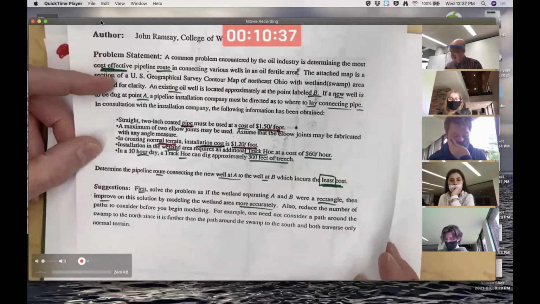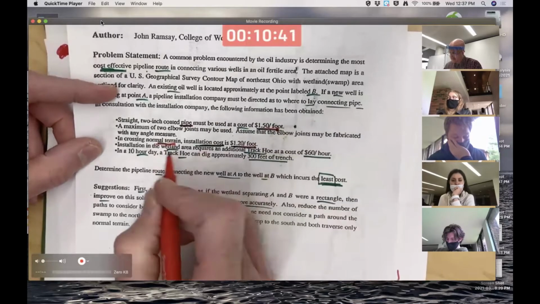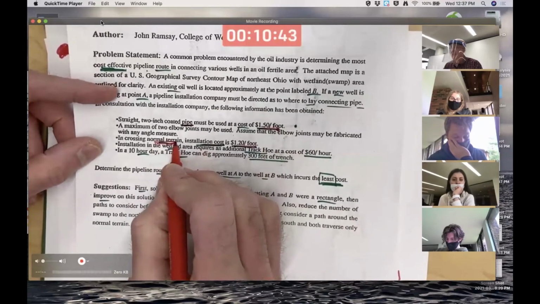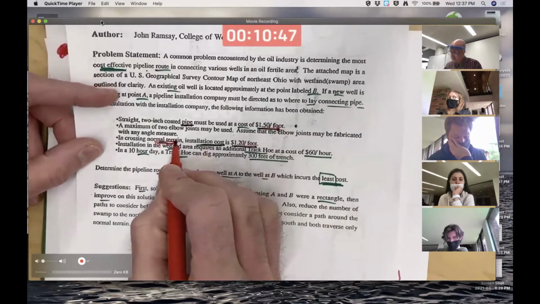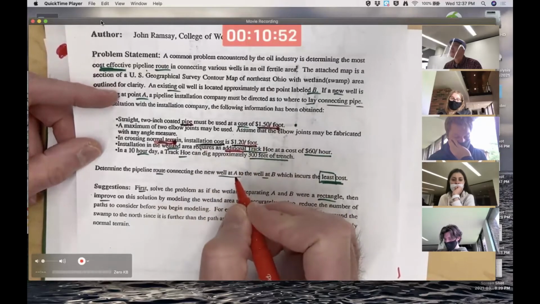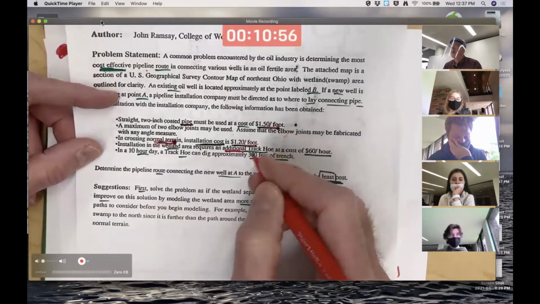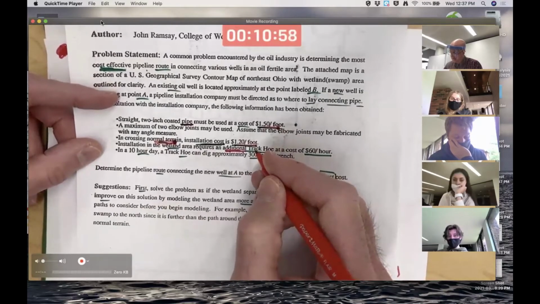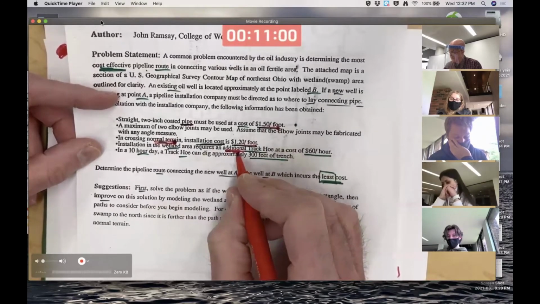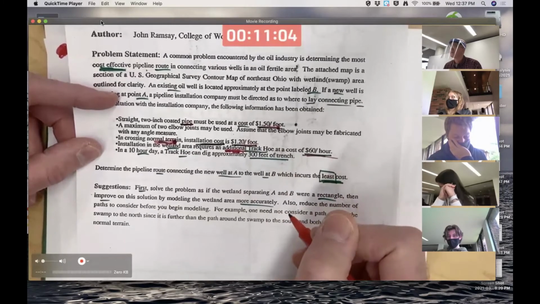My assumption is that these two costs are still in play. Now, you might have thought maybe this one's not, since it emphasizes normal terrain. And if you did that, I counted what you did is okay. But my assumption is that's both included in the wetlands because of the word additional right there. In addition to those other two costs, the cost for the pipe and the cost per foot of installation, there's an additional cost to sort of dig this extra trench or something at $60 per hour.